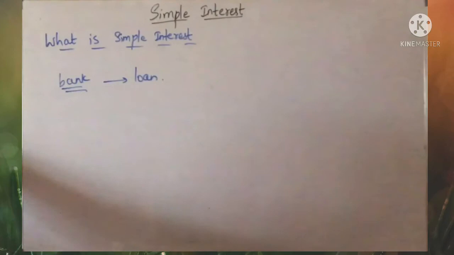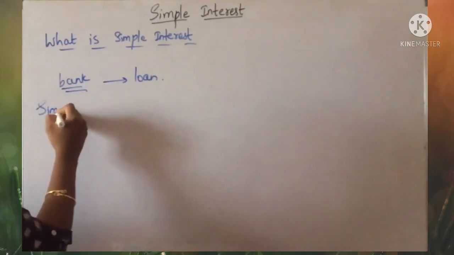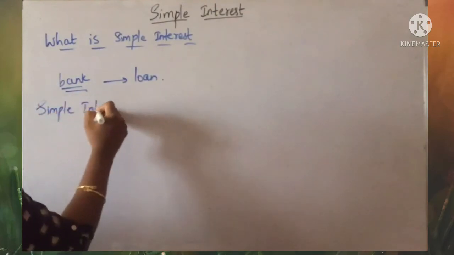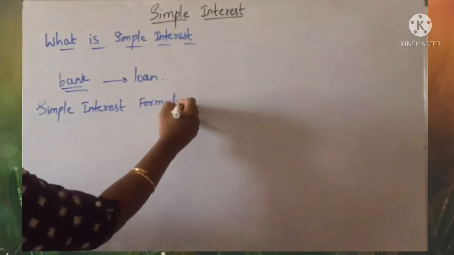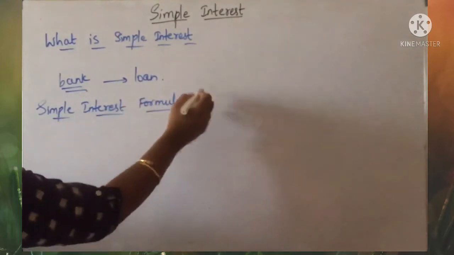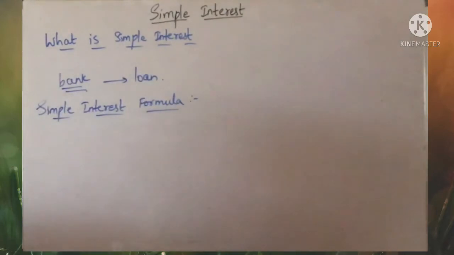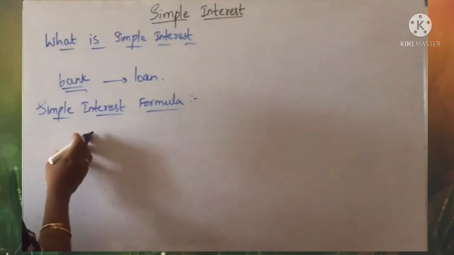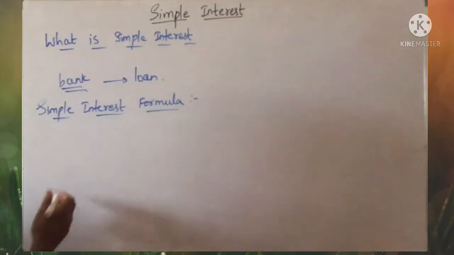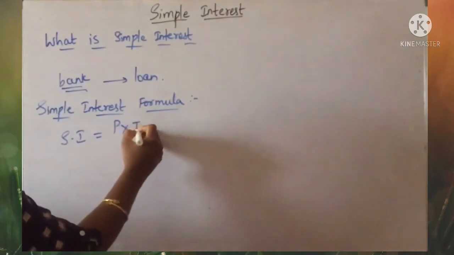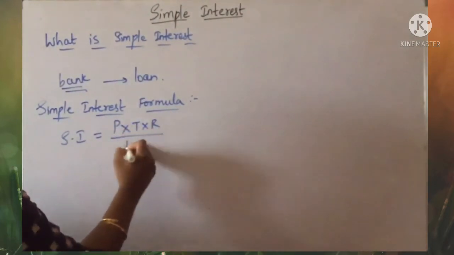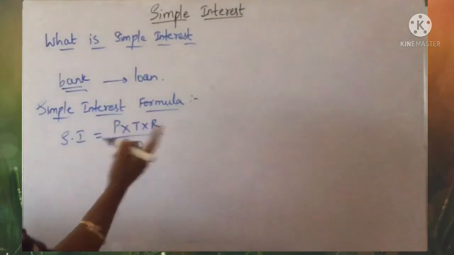Okay, so the simple interest formula. The formula for simple interest helps you to find the interest amount if the principal amount, rate of interest, and the time period are given. So simple interest is nothing but P into T into R by 100. P into T into R by 100.